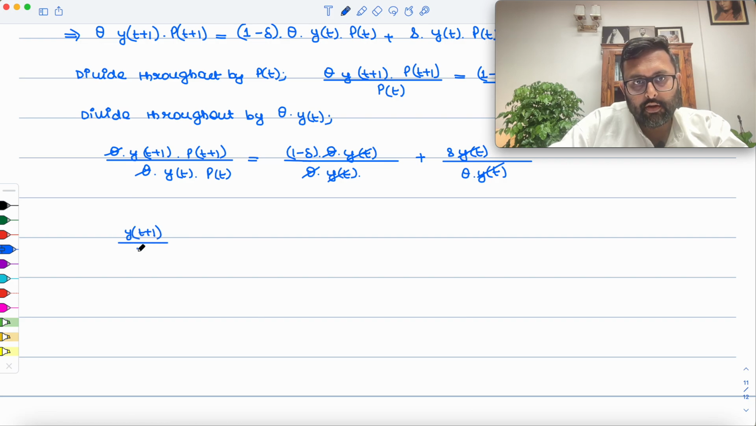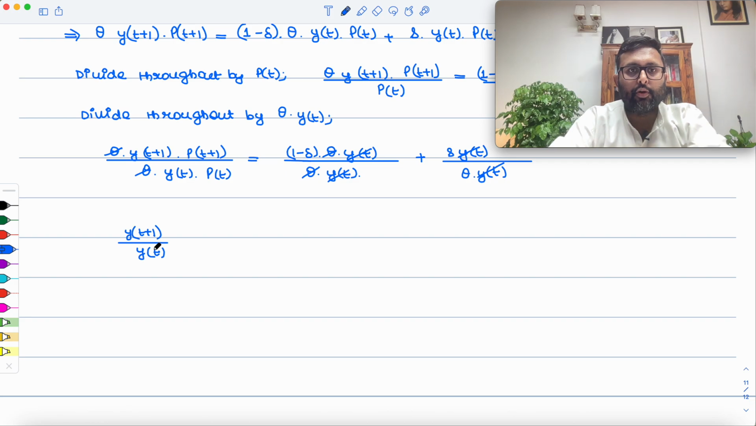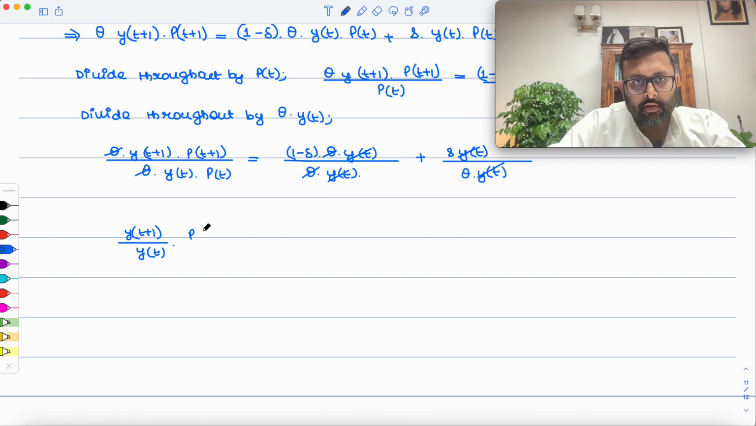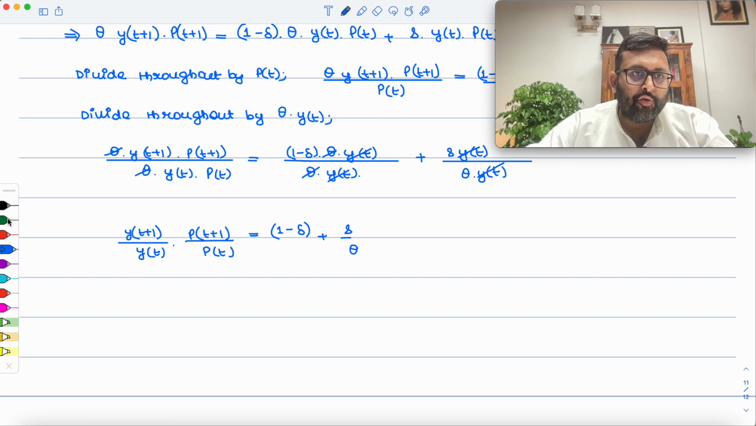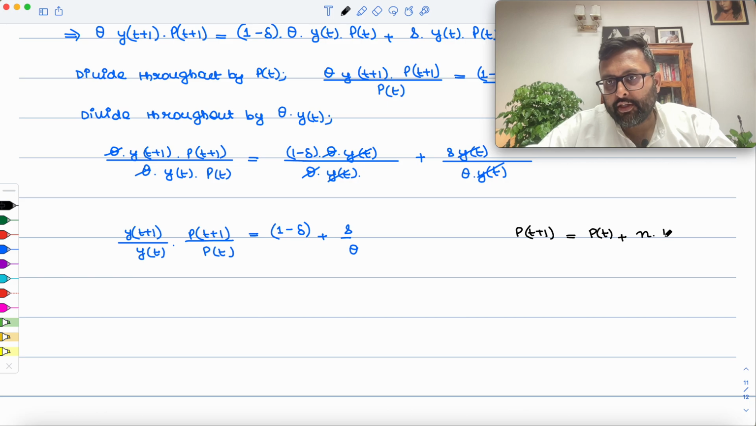Small y_{t+1} upon small y_t, times P_{t+1} upon small p_t, equals 1 minus delta plus s upon theta. Now, if you remember, the population next period is going to be population this period plus growth rate of population into population this period. So basically it means (1 plus n) P_t.